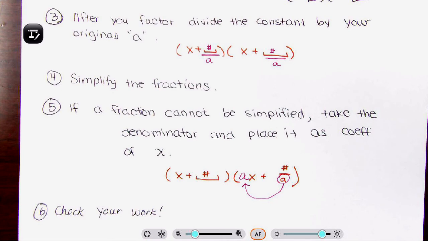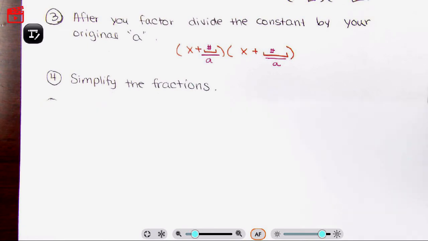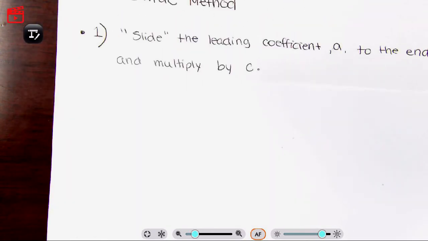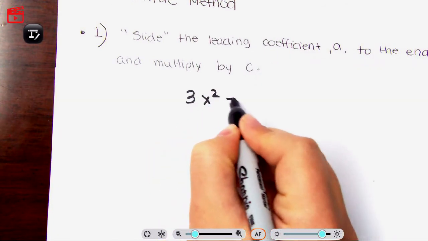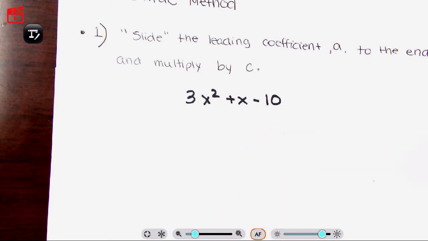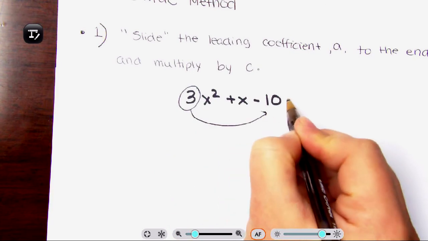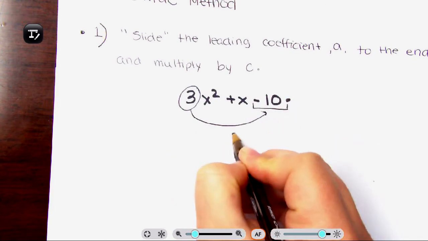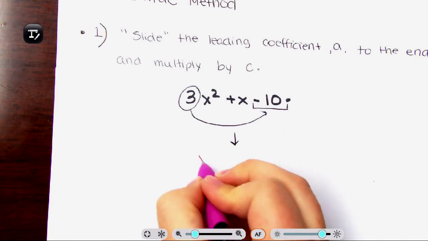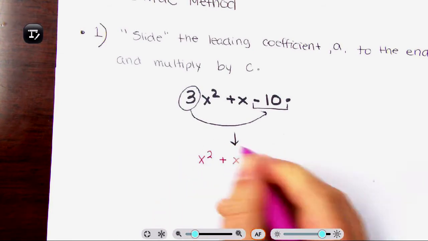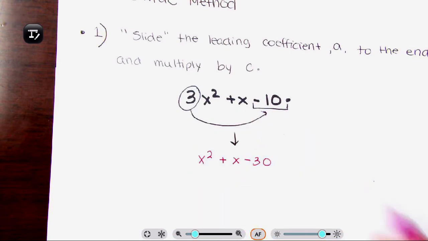Let's do an example so it makes a little bit more sense. Again, choose this method or the diamond method. Don't do both. Let's give you the question before we move on to step number one. So let's do 3x squared plus x minus 10. So let's factor this. Take your a, slide it over, and multiply by c. So what we have left is x squared plus x. 3 times negative 10 is negative 30.